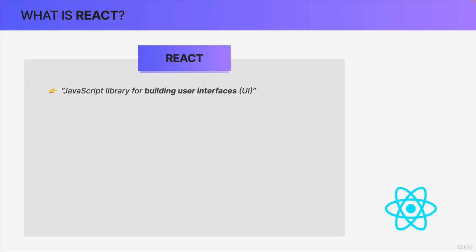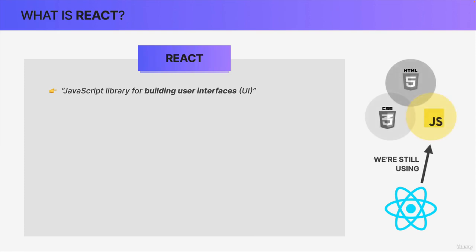Now, as always, the first question is, what actually is React? Well, according to React's own definition, React is a JavaScript library for building user interfaces. And for now, let's focus on the words JavaScript and library. So, first of all, if React is a JavaScript library, that means that when we're writing React code, we're still actually going to be using JavaScript. So, behind the scenes, React is in fact JavaScript.